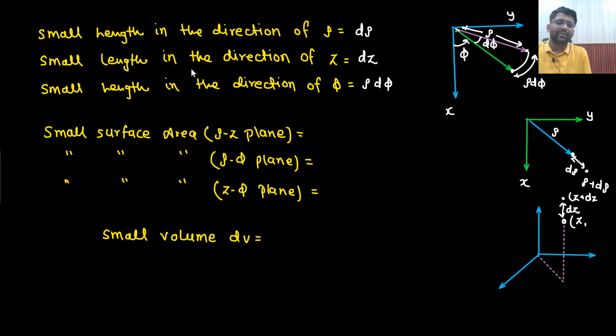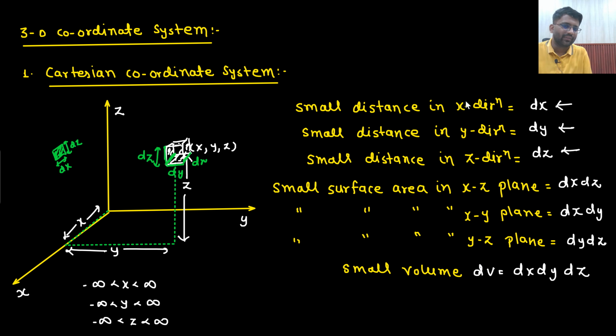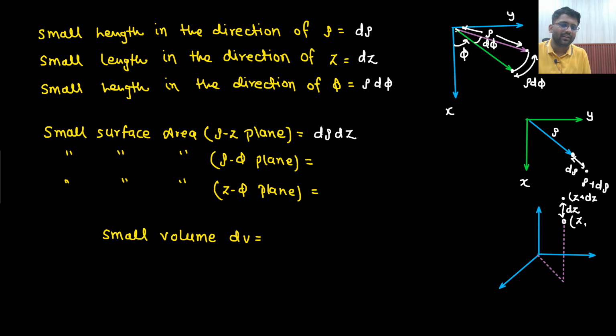Okay. So in the rho z plane, what will be your surface area? d rho dz. Directly I can write it down, simply in this manner. In the x direction, y direction, dx, dy. So in the xz plane, dx, dz. Similarly here, in the rho z plane, d rho dz. In the rho phi plane, it will be rho d rho d phi. And in the z phi plane, it will be rho d phi dz.